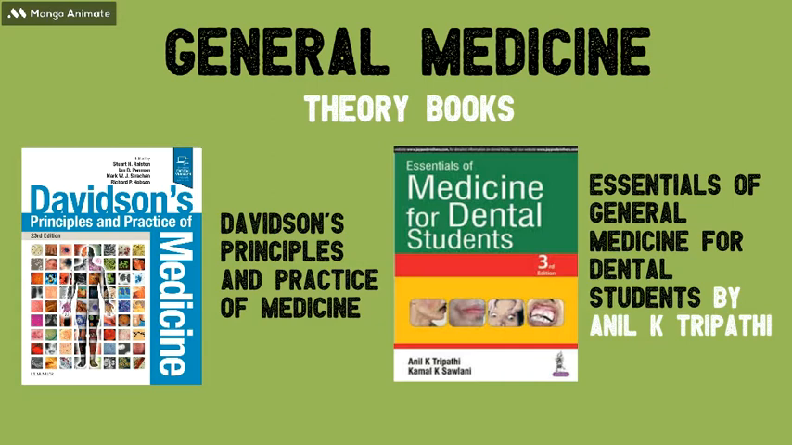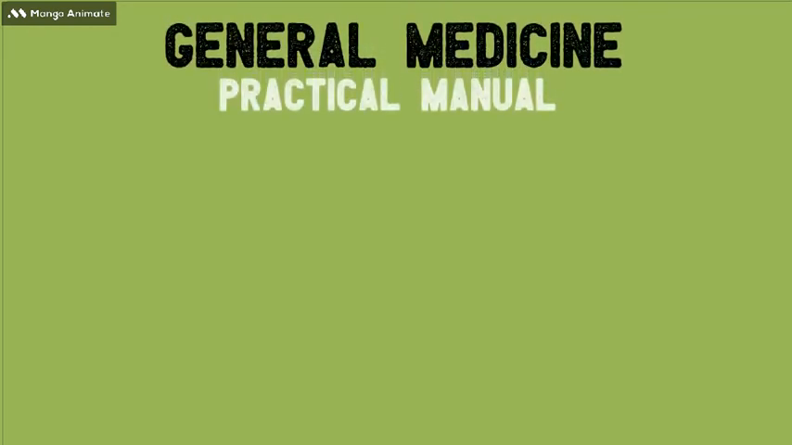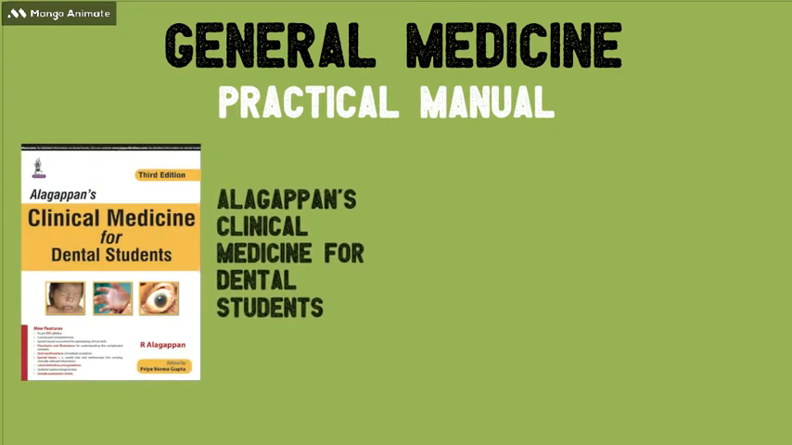This book has all the topics in a nutshell, and it has tabular columns for signs, symptoms, causes and treatment, which makes understanding and revision easier. For practical manual, I would suggest you either choose Alagappan's practical manual or Manipal's practical manual.